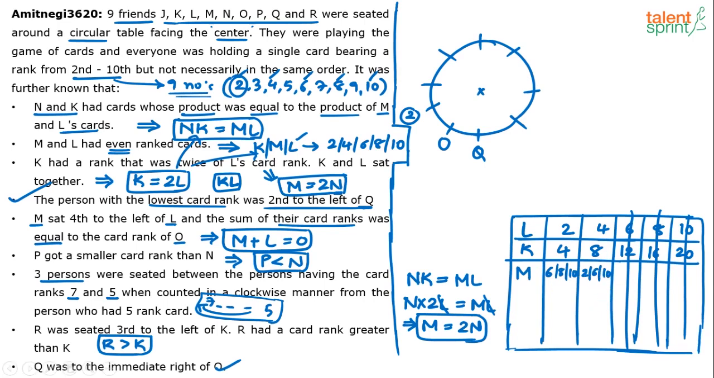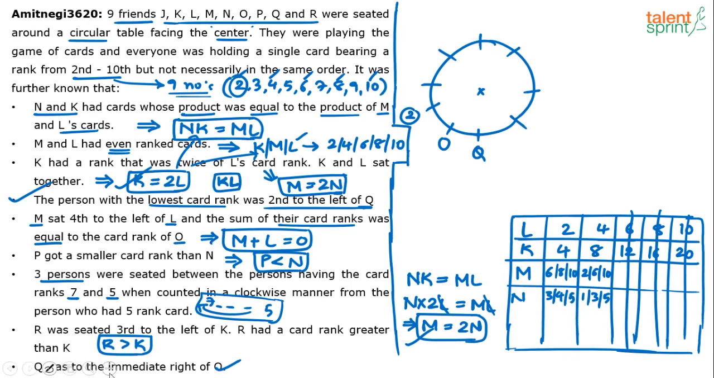Now, we know that M is equal to 2N. We have already used the statement K is equal to 2L. Now use this: M is equal to 2N. So what are the possible values of N? N should be half of M. Half of M, it can be 3 or 4 or 5. Here it can be 1 or 3 or 5. You getting it? Half of 6 is 3, half of 8 is 4, half of 10 is 5.